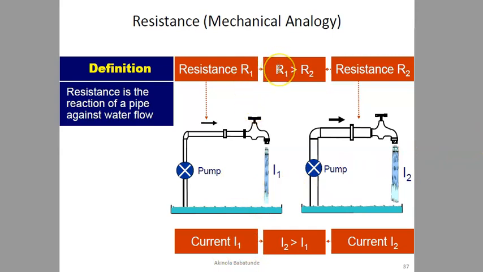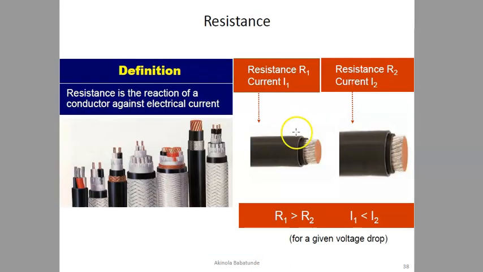Current I1 will be smaller than current I2 because the resistance is high, so only a little amount of water or small amount of current will be allowed to flow. So I1 will definitely be lesser than I2, and that's why we have I2 greater than I1 in this particular case.